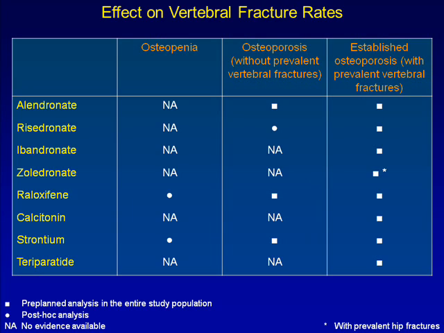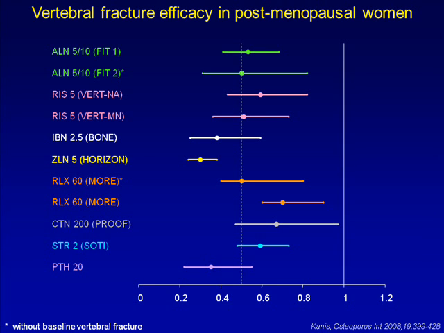In fact, nobody has. So these dots here that you see, these are what's called post-hoc analysis. In other words, they milk the data to get some positivity. Okay, it wasn't the plan. So if you look at vertebral fracture efficacy in post-menopausal women, I put a line down here, which is 0.5, which is about 50% reduction.